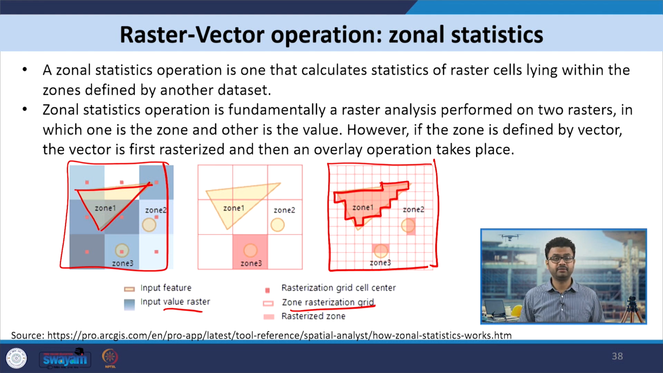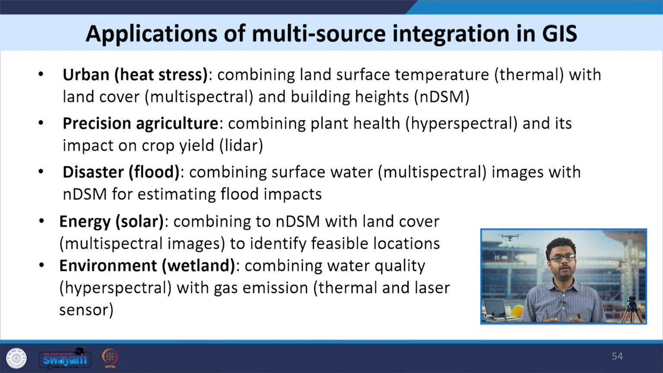statistics operation is achieved. Now, we will look into the applications of multi-source integration in GIS. There are various types of applications. I am just giving a very small subset of those applications. For example, to analyze heat stress in urban areas, multi-source integration can be achieved by combining land surface temperature from thermal sensor with land cover from multispectral sensor and building height from normalized digital surface model.